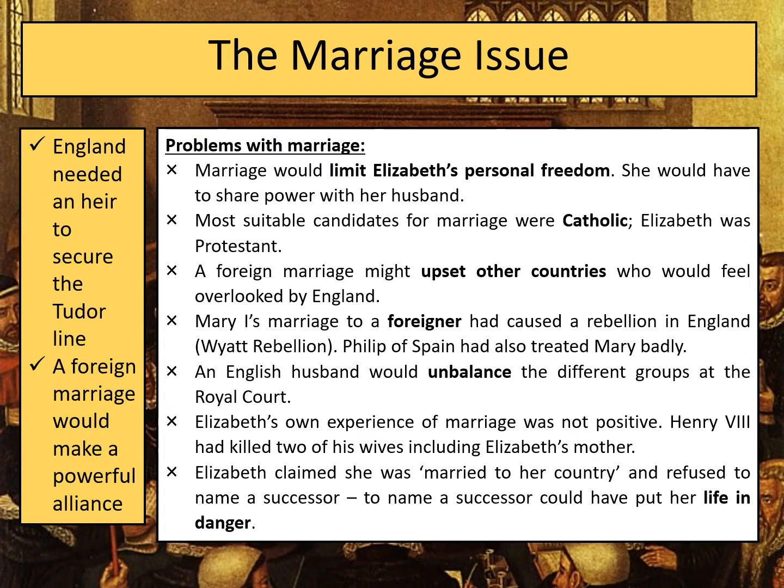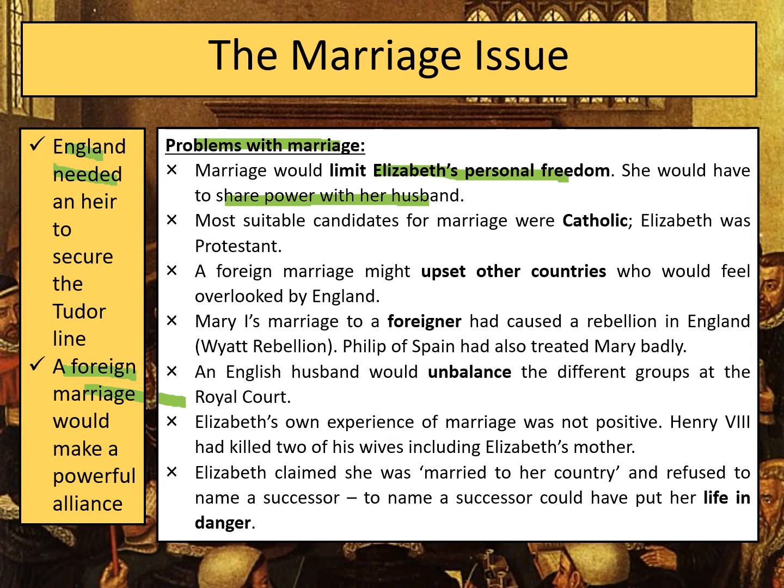As you know, there were lots of reasons why Elizabeth should have got married that we've already discussed. But there were also lots of reasons why Elizabeth didn't want to get married. And the first one was that marriage would limit Elizabeth's personal freedom. She would have to share power with her husband, and she would be expected to be quite submissive with her husband and listen to his views.